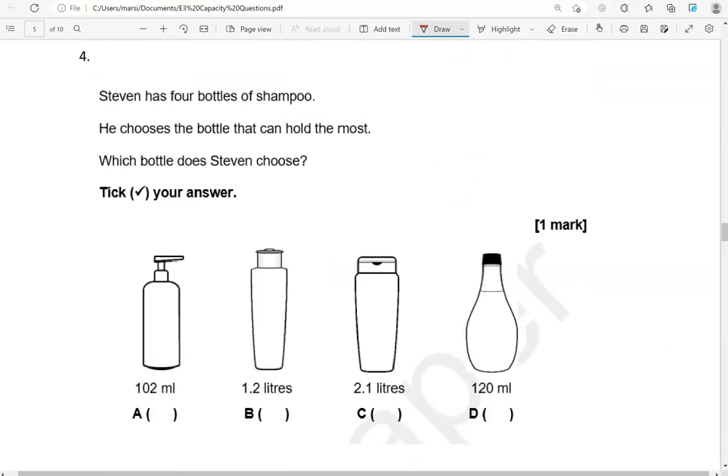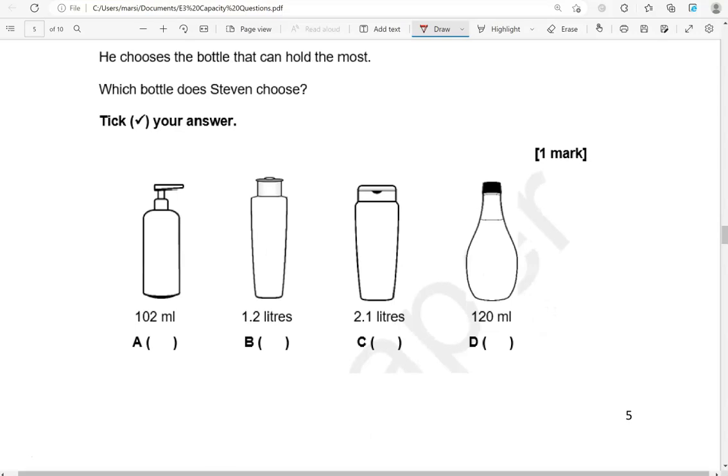Stephen has 4 bottles of shampoo. He chooses the bottle that can hold the most. Which bottle does Stephen choose? Tick your answer. So we've got A with 102 millilitres, B with 1.2 litres, C with 2.1 litres, and D with 120 millilitres. So let's compare these in millilitres.